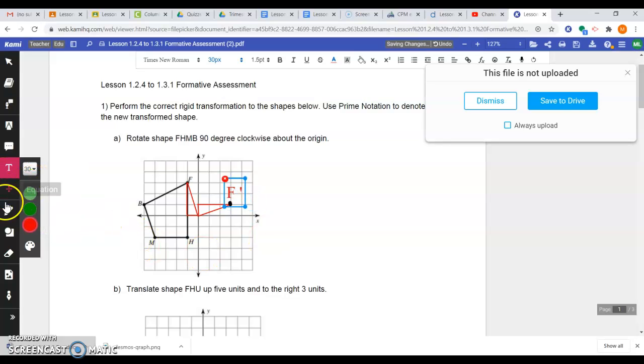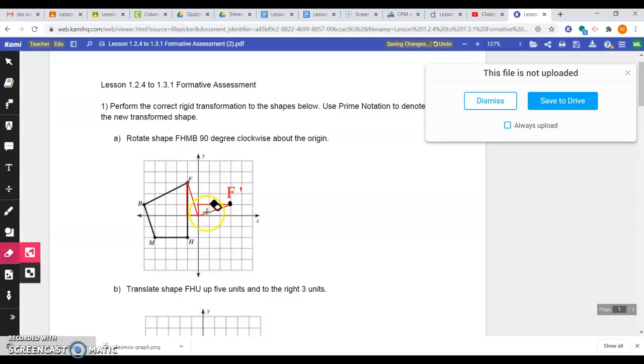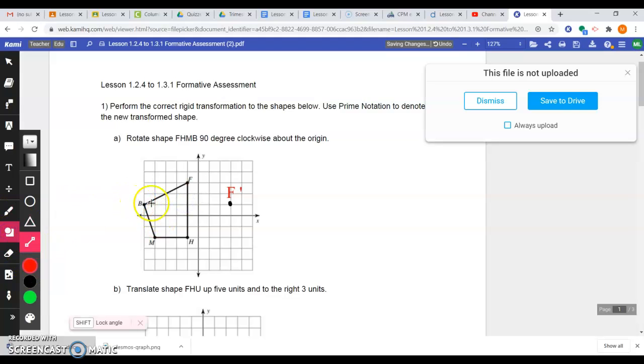Okay. Now what I do is I try to erase these triangles now that I have my point. And I make another triangle to what I will do for B. Okay, so I start at the origin. I have to go over 1, 2, 3, 4, 5, and up 1.